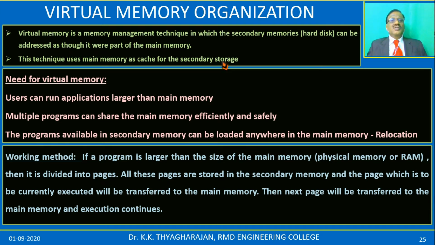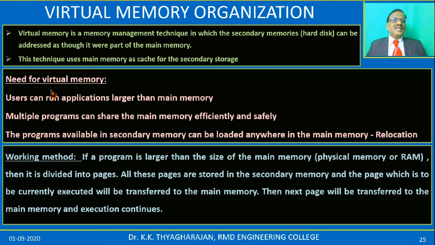Cache means it is a small memory compared to secondary memory. In the previous session, we discussed cache. That cache is very small compared to the main memory. Here, compared to secondary storage like a hard disk, the main memory is small. So, if your program is very large, it should be stored in the secondary memory or secondary storage devices like a hard disk, and part of it should be transferred to the main memory whenever it needs to be executed.